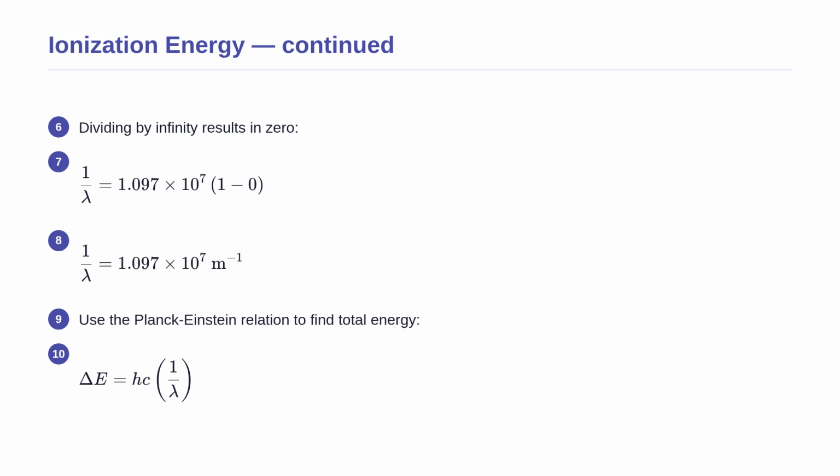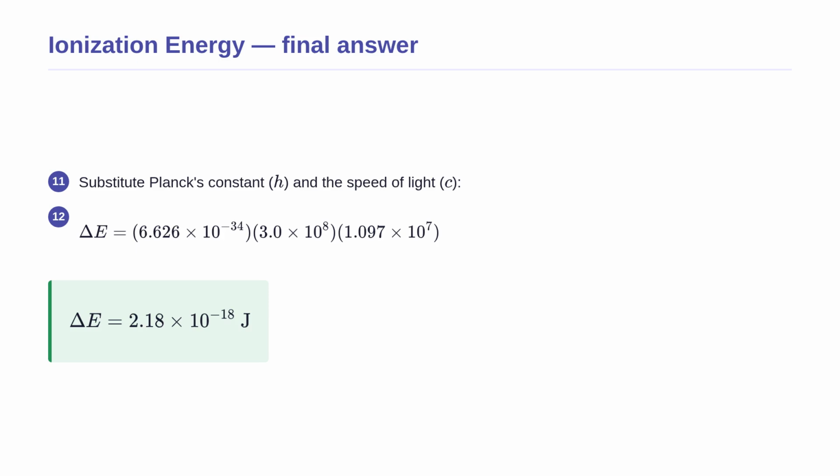To convert this wave number into an actual energy value, we rewrite the standard Planck-Einstein energy equation to multiply by the wave number directly. We now substitute all the known fundamental constants into our rearranged energy equation. We multiply Planck's constant and the speed of light by our calculated wave number. This final multiplication yields the exact amount of energy a single photon must possess to knock an electron completely out of a hydrogen atom. The result is 2.18 times 10 to the negative 18th joules.